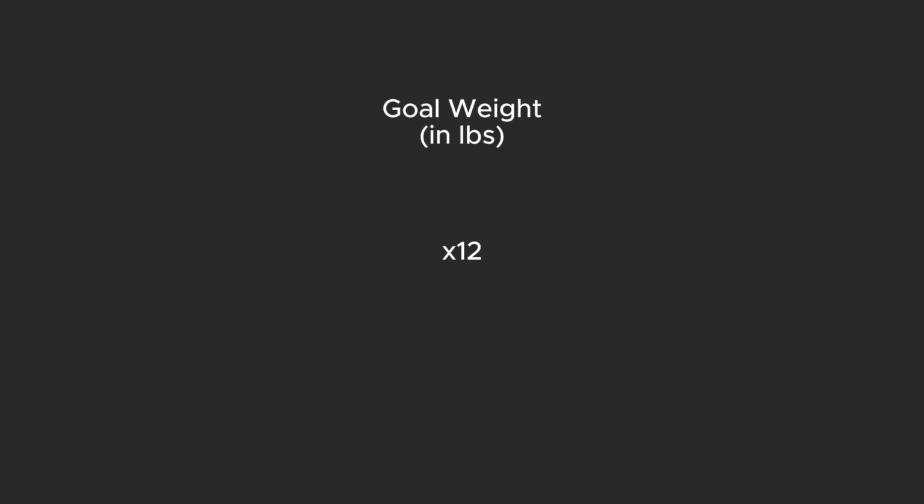Step 1. Take your goal weight in pounds. Now you might use kilograms, you might use stone and pounds, but convert what you want to weigh into pounds. Take that number and multiply it by 12, and that will be the amount of calories you should be eating each day. It's that simple. There are other ways of working this out, but for a basic rough idea, just do that.